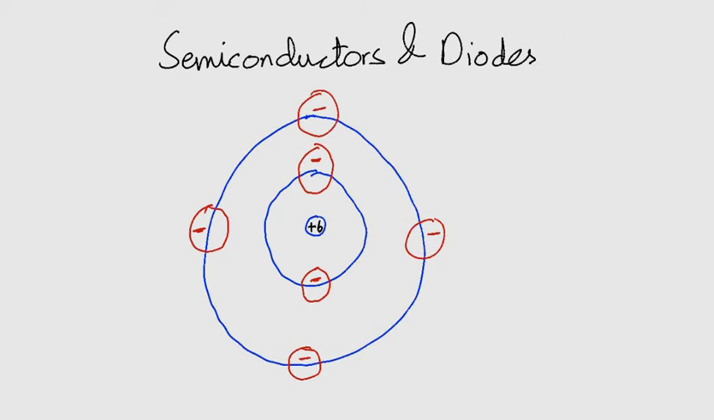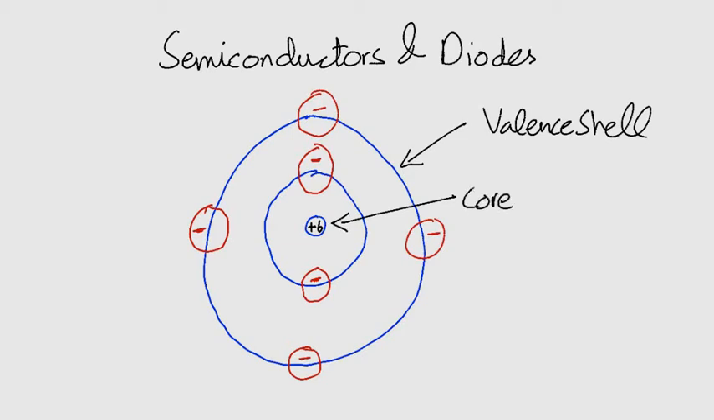Take a look at this Bohr diagram of a carbon atom. The atom is represented by a valence shell here and a core that consists of all the inner shells and the nucleus. Notice that the carbon atom has 4 electrons in the valence shell and 2 electrons in the inner shell.